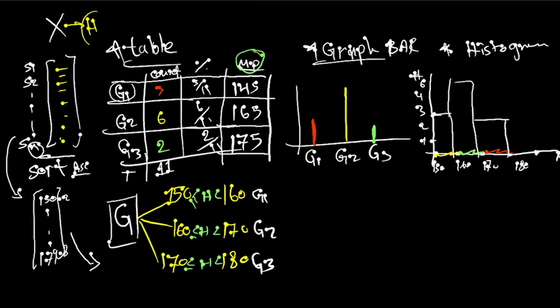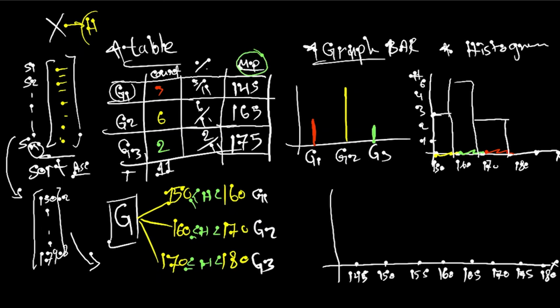Alternatively, I'm going to show you something else. I'm going to use these midpoints. Now, what the midpoints are telling me: in the first group, I got 155, which is somewhere here. And the second one is 165, which happens to be here. And the 175, which happens to be here. Y-axis here, again, 1, 2, you got the 3 here, and then you got the 6, and then you got the 2. Now, if you connect these, it will look like this. This kind of graph is called a polygon.